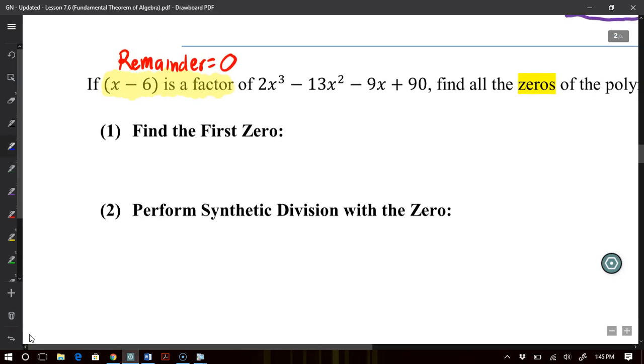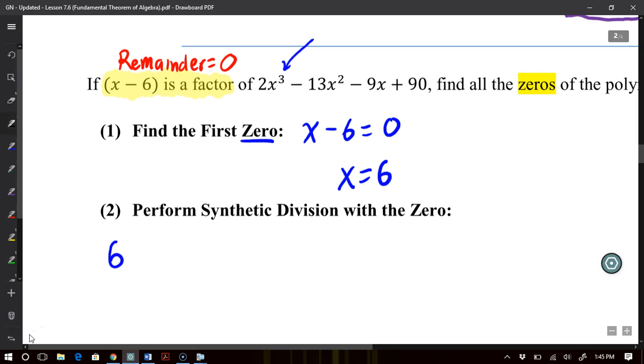So let's find the first 0. I take x minus 6, set equal to 0, x equals 6. I have my first 0. There should be, looks like, 3 of them. I have 2 more left to go. I'm going to perform synthetic division with this.